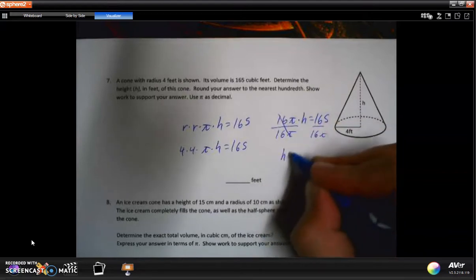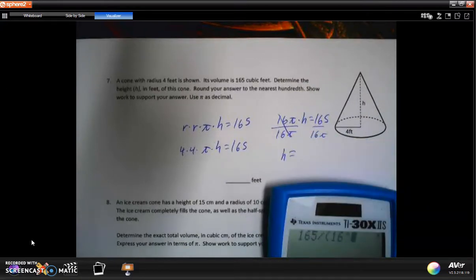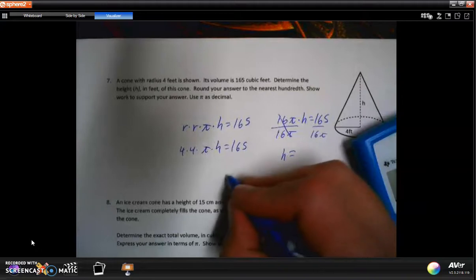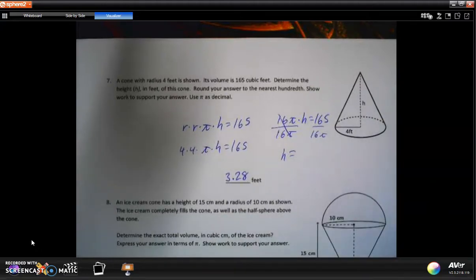And look, h equals 165 divided by 16 pi. That equals 3.28. 3.28 feet. Okay, so far so good.